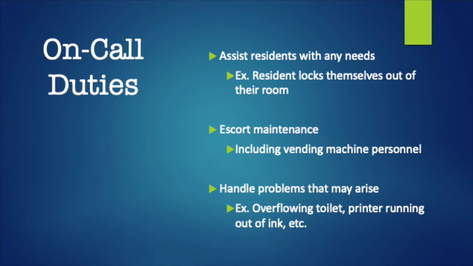Your on-call requirements are that you need to assist residents with any needs. They'll call, for example, when residents lock themselves out of the room. You need to escort maintenance every once in a while, if this includes the vending machine. Handle any problems that might arise, examples being overflowing toilets, printer running out of ink, etc. Very easy job descriptions.